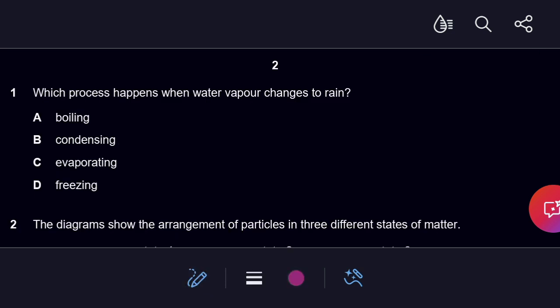Which process happens when water vapor changes to rain? Okay, students, whenever water vapor changes to rain, water vapor is initially in the gaseous phase, whereas rain is definitely in the liquid state. So we have to look for the option that is from gas to liquid. It's always condensation. So whenever water vapor changes to rain, the process is condensation, and the droplets are basically condensing to rain droplets.